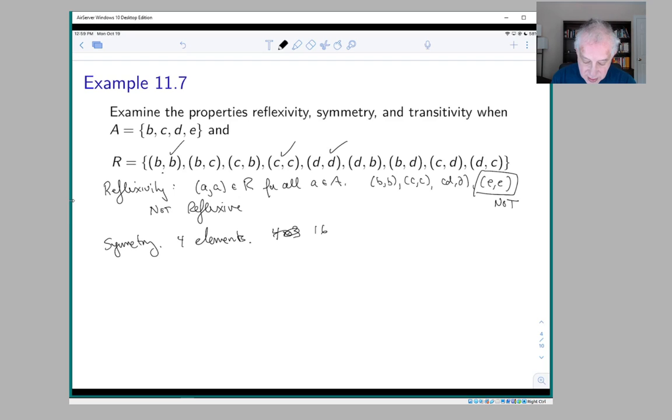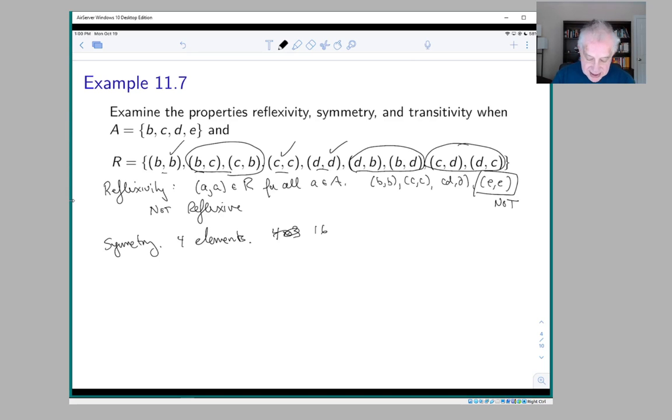So for the ones that have equality, there's nothing to check. If we have BC, we have to have CB, and we do. So these two go together. And if we have DB, we have to have BD, and we do. So those two go together. And if we have CD, we have to have DC, and we do. And those two go together.